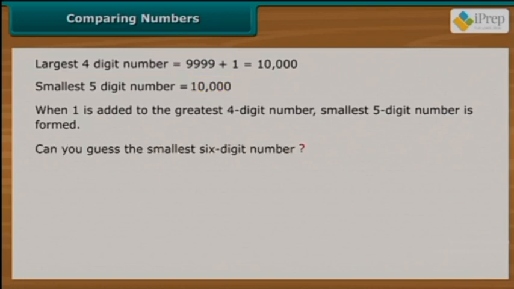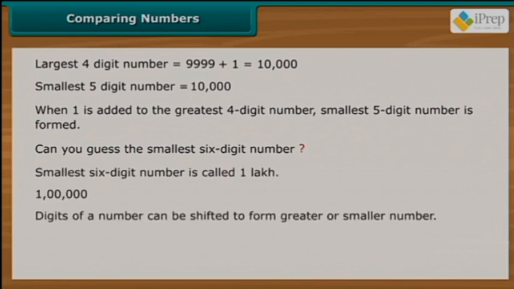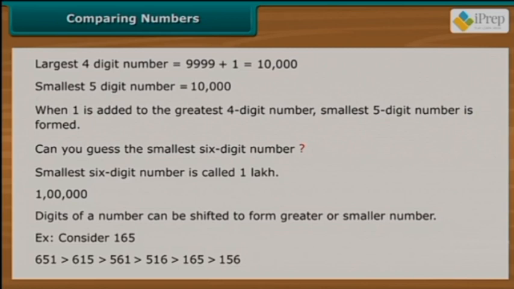Can you guess the smallest 6-digit number? Smallest 6-digit number is 1 lakh. Digits of a number can be shifted to form greater or smaller number. Let us see how.